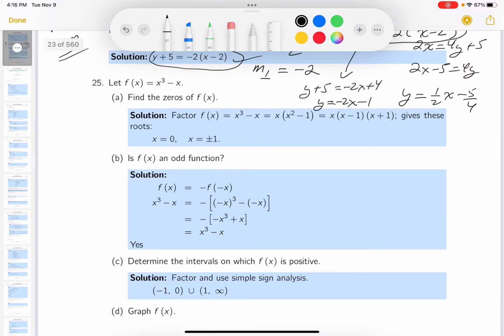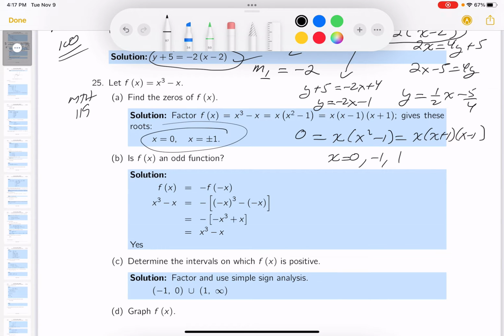All right, this is number 25. And what they say, find the zeros. That tends to be quite easy to do, by the way. And what do you do when you're setting the function equal to 0? By the way, this is Math 119 now. And what do you get? I'm going to factor it. And you get x times x squared minus 1. I'm going to continue to factor it, and you get x plus 1, x minus 1. So I got 3 zeros. The 3 zeros are as follows: x equals 0, x equals minus 1, and x equals 1. And they're listed right over here for you.